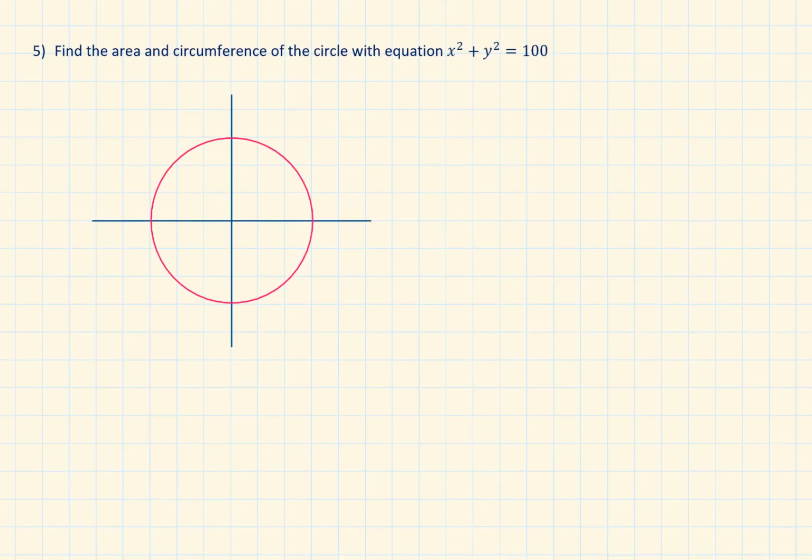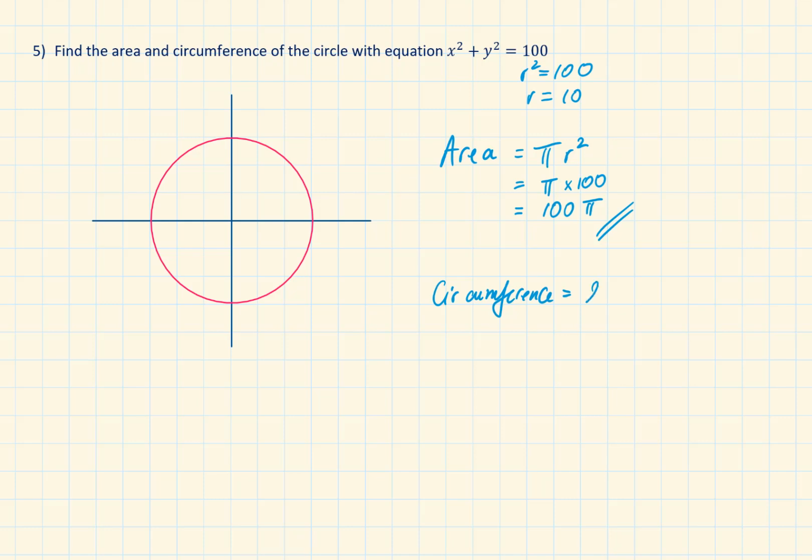And finally, find the area and circumference of the circle with equation x squared plus y squared is equal to 100. R squared is equal to 100. Therefore, the radius of this circle is 10. The area of the circle is pi r squared. Replace the values. We have pi times 100. And I'm going to just simplify this as 100 pi in terms of pi.